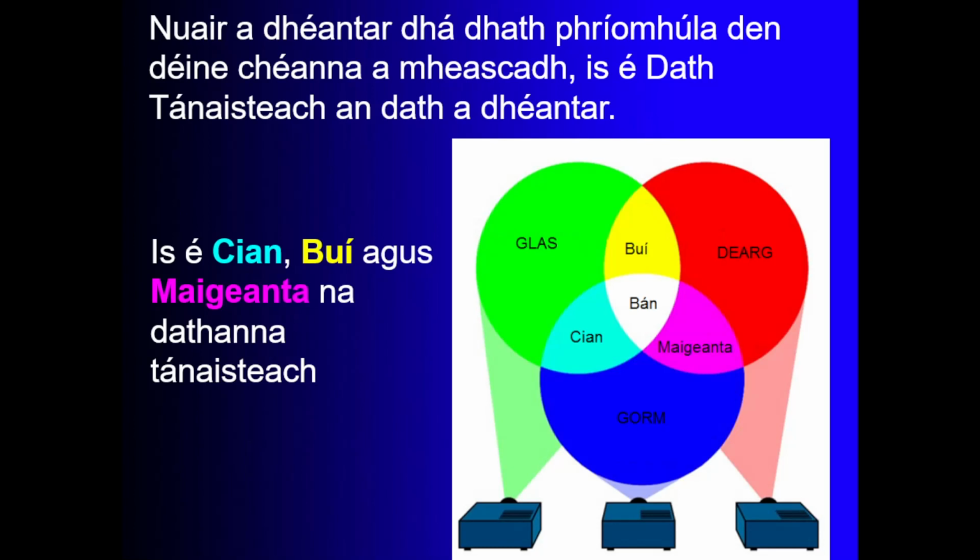Yellow, cyan, and magenta, they are the secondary colours. Okay, very straightforward.